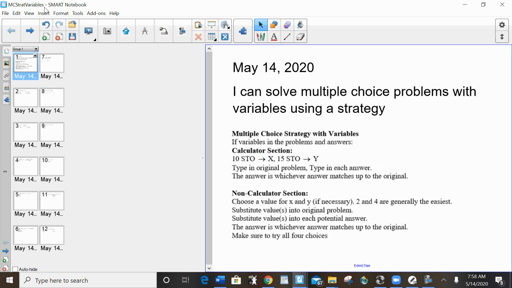And today we're going to start with something that you've already done in Algebra 2, but we're going to go through it again now. I can solve multiple choice problems with variables using a strategy. And we're going to do this both with and without a calculator. So we've done it with a calculator in class. We haven't done it without a calculator, because on the SAT, there is a calculator section and there is a non-calculator section. So this strategy can be used for both. It's easier with the calculator, but we still can do it without a calculator.